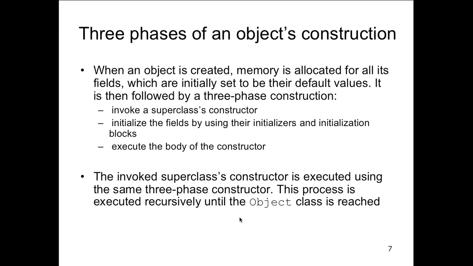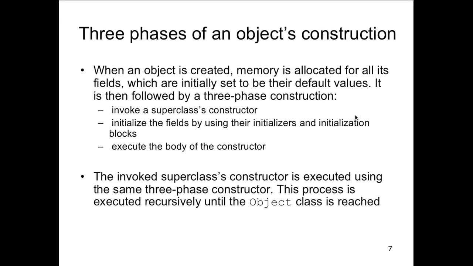So here we have the 3 phases of the object's construction. So this is the beginning of life for the object. We've seen it live, but here's the text. Here's the theory behind it. When an object is created, when an object is born, sounds like an old health movie, memory is allocated for all of its fields, which are initially set to their default values, hopefully by some sort of a default constructor. It is then invoked in 3 different phases of the constructor. So the invoked superclass's constructor, initialize the fields by using their initializers and initializing blocks, and then execute the body of the constructor. So it goes back to the beginning.